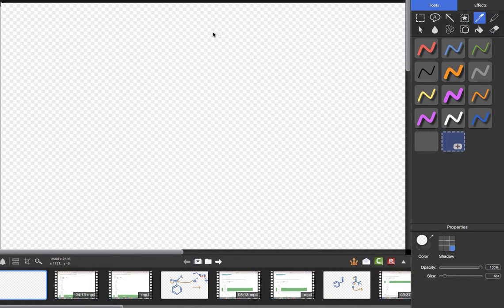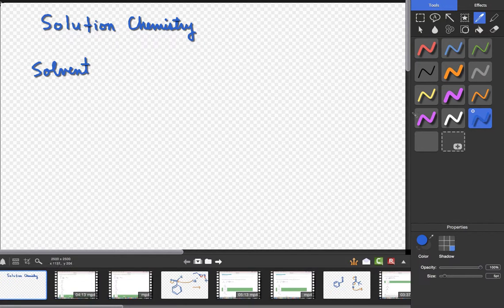So let's talk a little bit about solutions. And when I talk about solutions in the context of heterogeneous solutions, certainly one of the first things we need to understand is there's two components to a solution. There's the solvent and there is the solute.